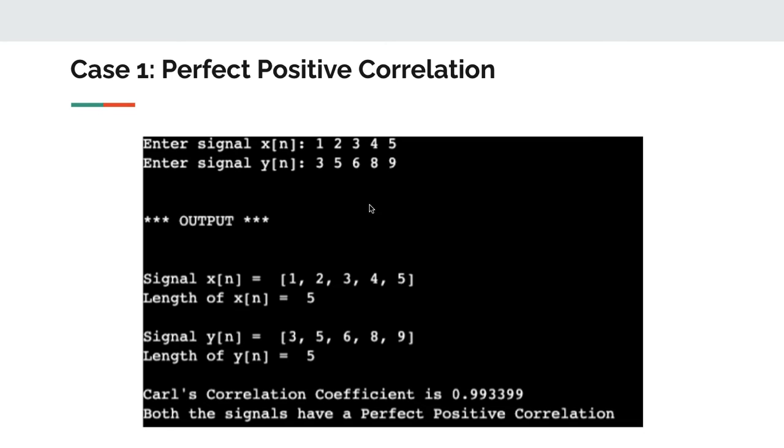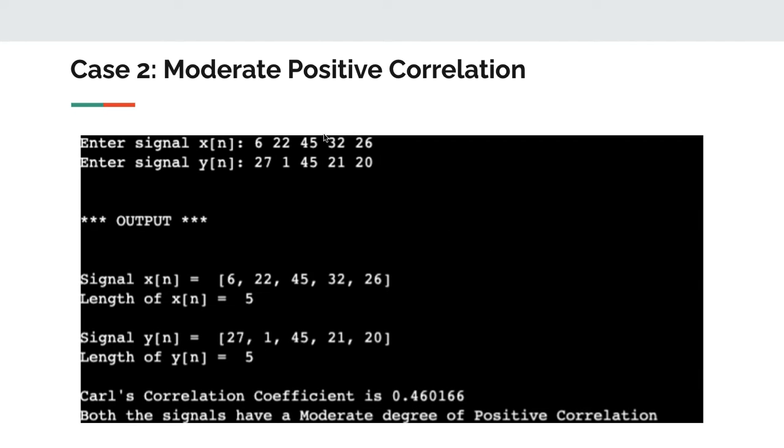Now, let us look over a few cases as outputs that we get. The first is the perfect positive correlation. If you notice, the two signals x and y are both strictly increasing. Thus, they show a very high correlation coefficient, around 0.993.